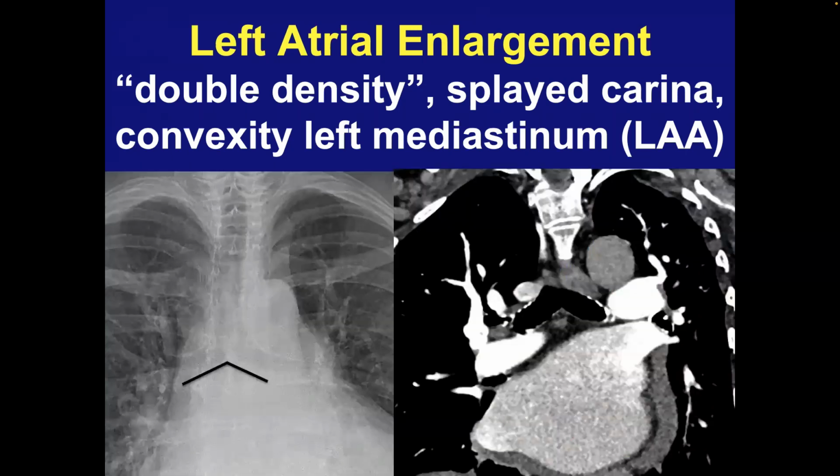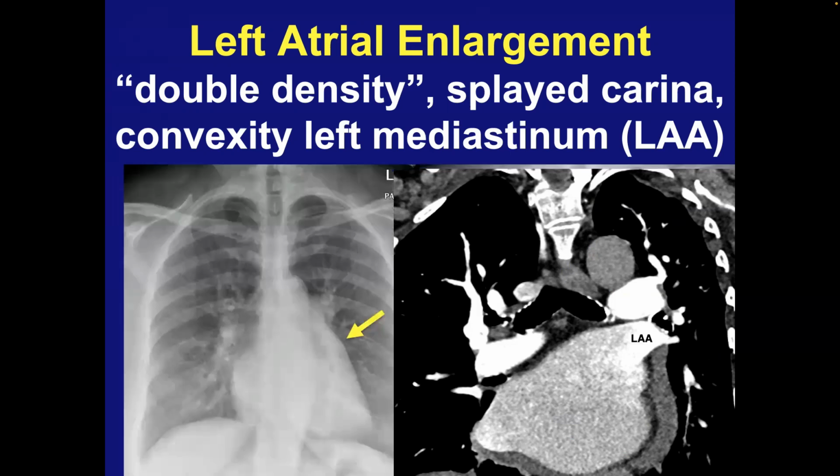The left atrium sits just below the carina. So when it gets big, it can splay out the main stem bronchi. The carinal angle is usually less than 90 degrees. So when it is more than 90 degrees, or essentially doing a split, as it is in this case, then the carina is considered splayed, and that is a sign of left atrial enlargement.